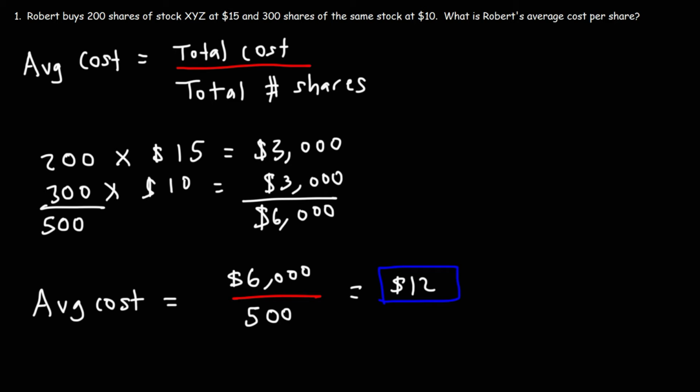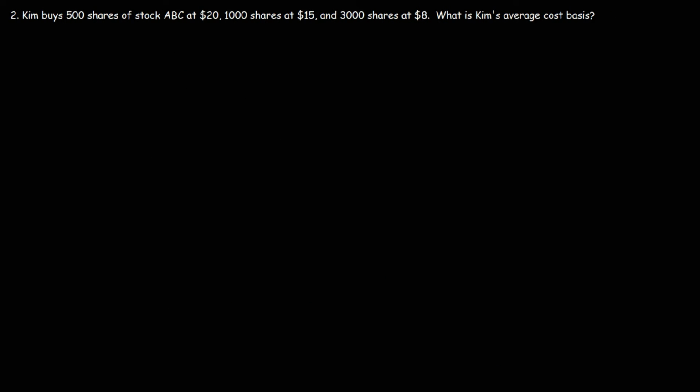So note what happened. Initially, he bought the stock at $15, but when the stock fell, he bought more shares at $10. And so by buying the stock when the price went down, he was able to reduce his cost basis, or his average cost per share, in that stock.